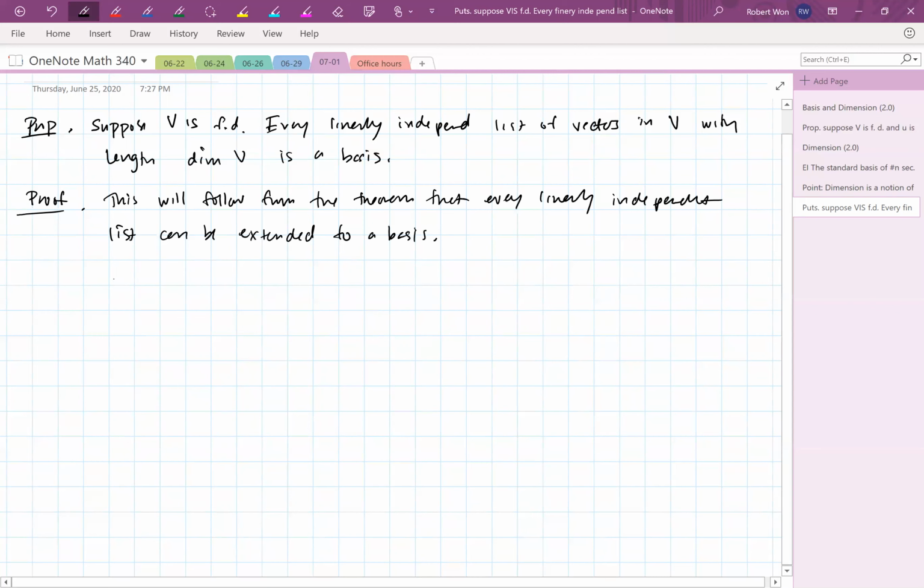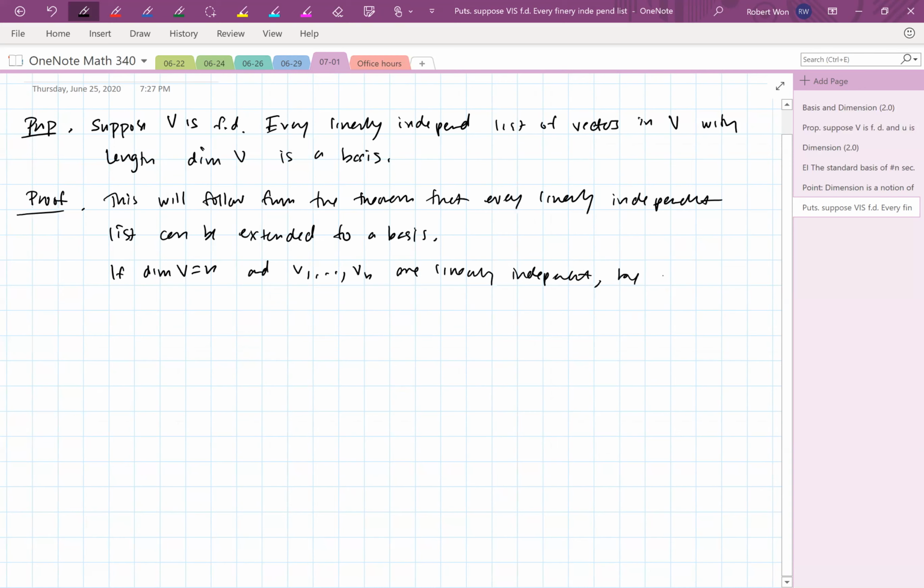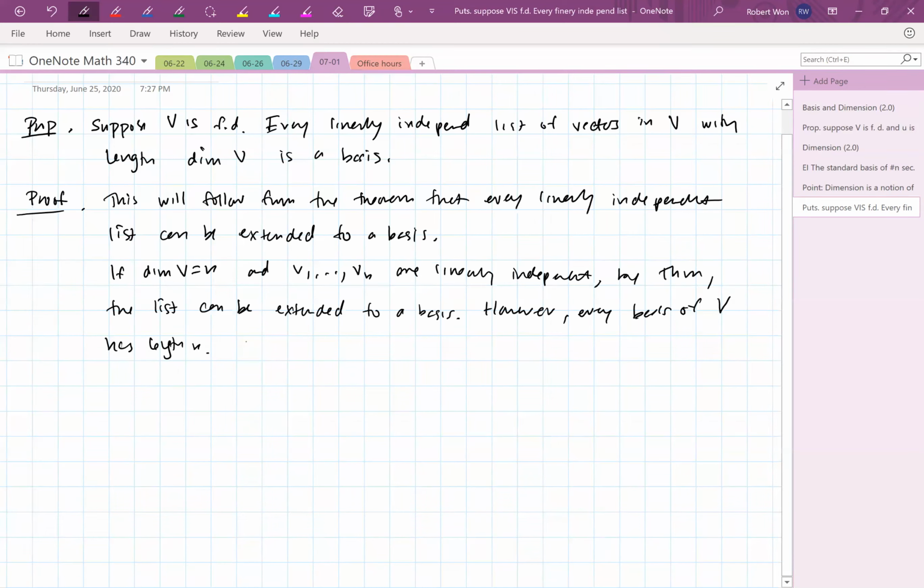Right? So if the dimension of V is n, and V1 up through Vn are linearly independent, by that theorem, the list can be extended to a basis. This is the first thing we proved today. However, every basis of V has length n. So this means that V1 up through Vn must already be a basis, because if we added any vectors, it wouldn't be length n.